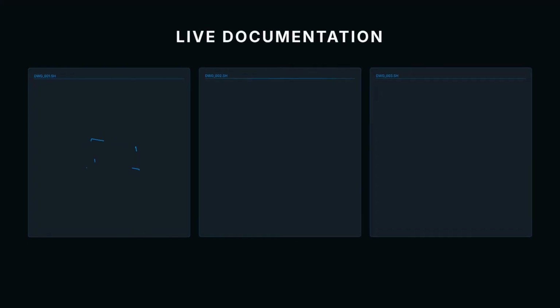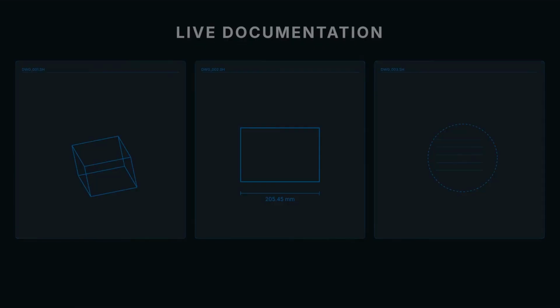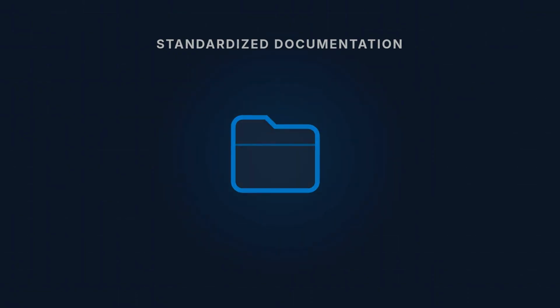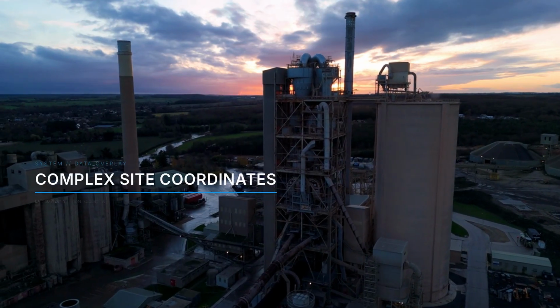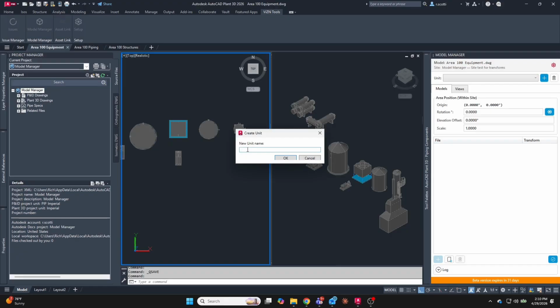This means work in progress orthographics update with each model change across the whole area. This standardizes how teams document the models within each area. Areas exist within a site. It's common for sites to combine structures, buildings, and pipeways that are not aligned with the site's main coordinates.